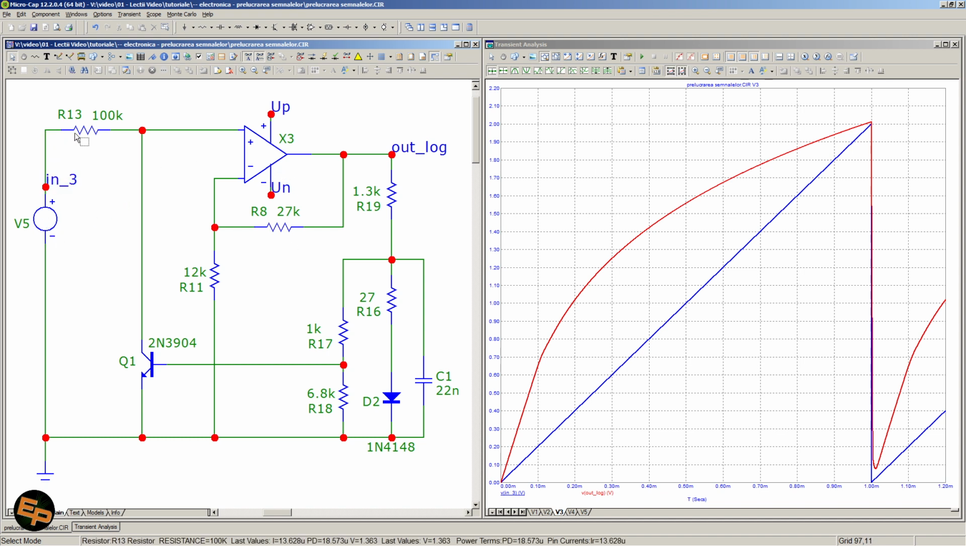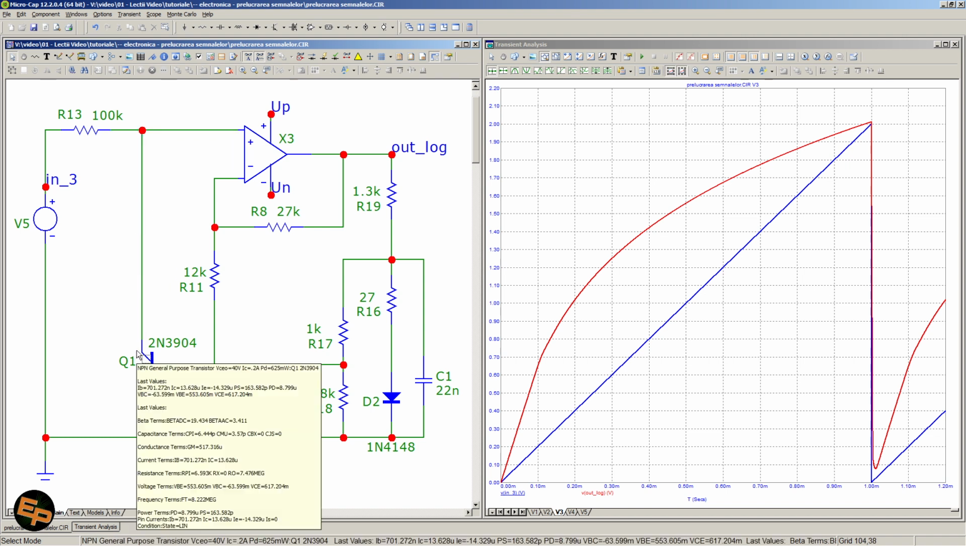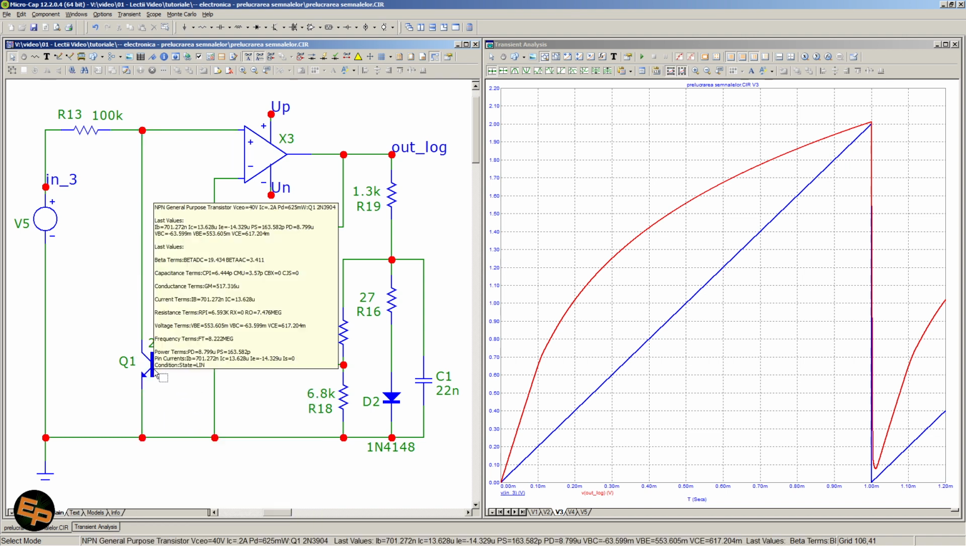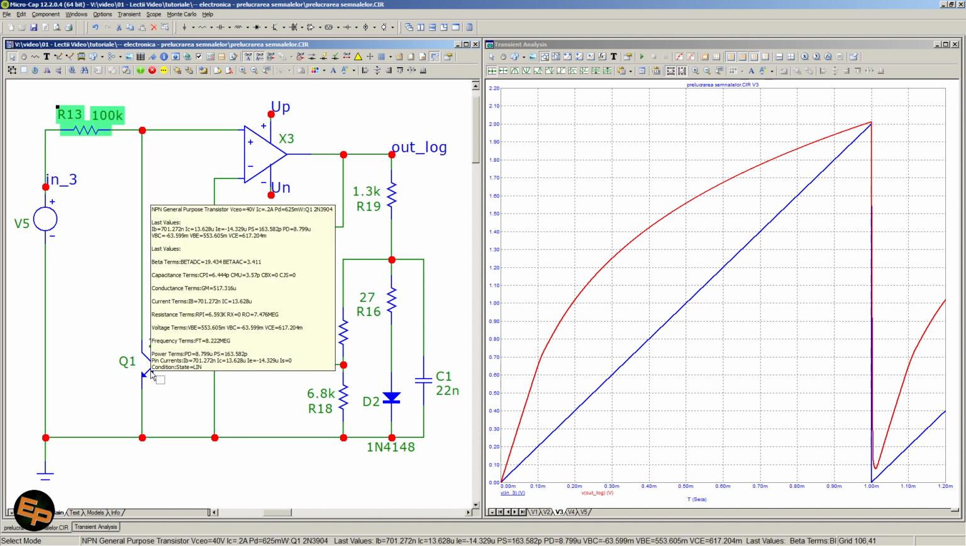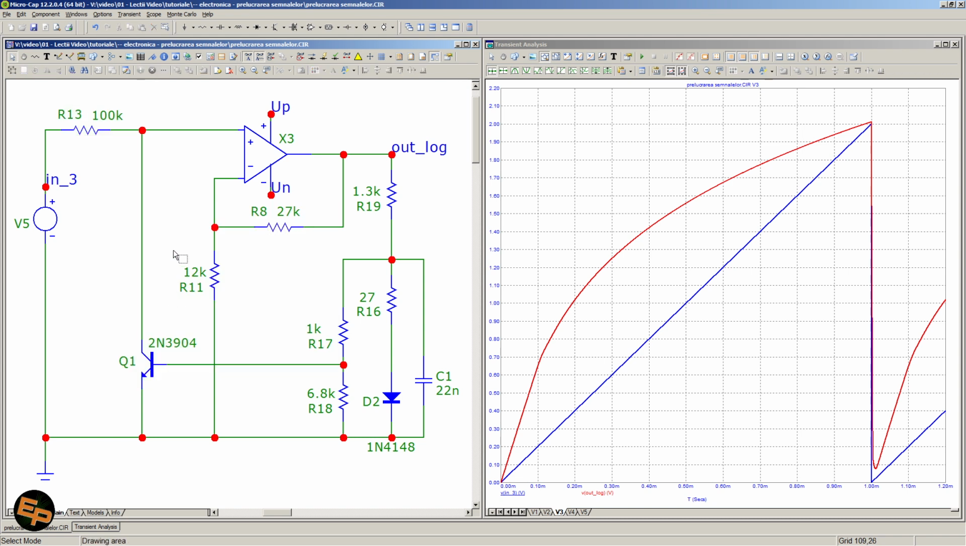We have the input signal going through a 100 kilo ohm resistor into the non-inverting input, but this non-inverting input is also connected to the collector of an NPN transistor, which has the emitter connected to the ground. Essentially, this resistor and this transistor form a voltage divider. Okay, it's not the usual voltage divider created with two resistors, but only with one resistor and one transistor, because let's remember a transistor, especially a bipolar transistor, essentially works as a variable resistor.